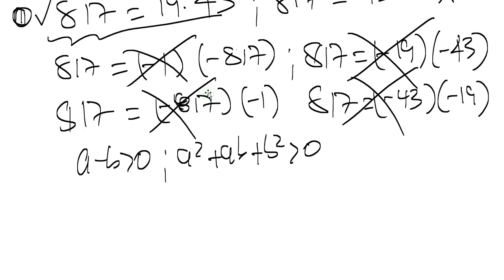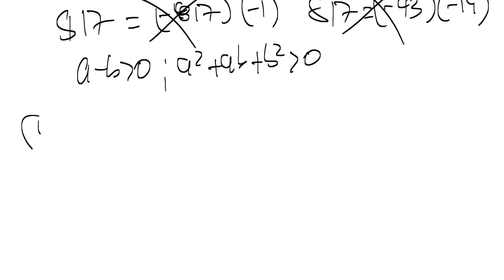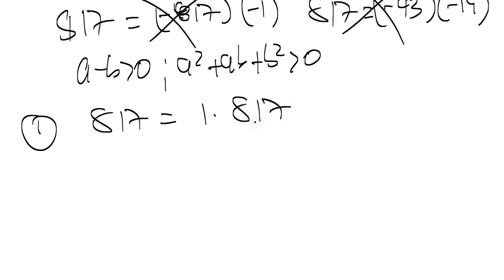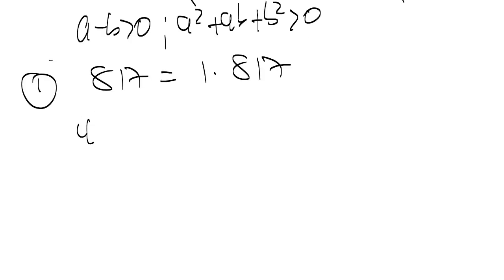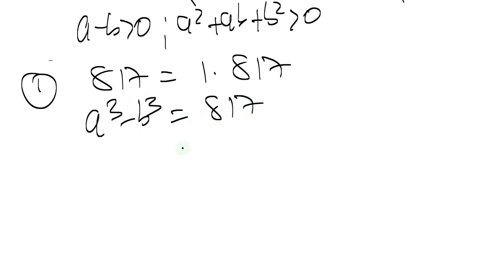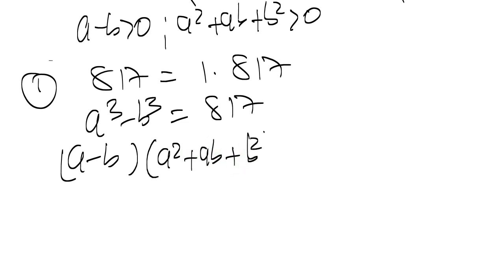So the first one, which is 817 equals 1 times 817. Let's see what we get from here, right? So let me erase this. We have a to the 3 minus b to the 3, right? I'm just writing this again here. So we say that this is a minus b, which multiplies a squared plus ab plus b squared, and then this is equal to 817, right?